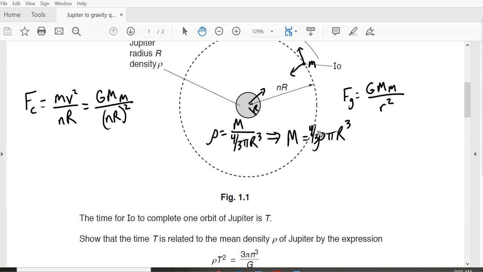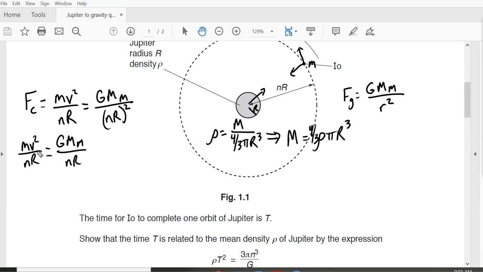You can, again, anticipate we're going to have to substitute this term in for M over here. All right, so let's see what this is going to look like. mv squared over nr equal to this g. Now, I'm not going to substitute this yet. Let's just clean it up a little bit first. Remember what this squared means.